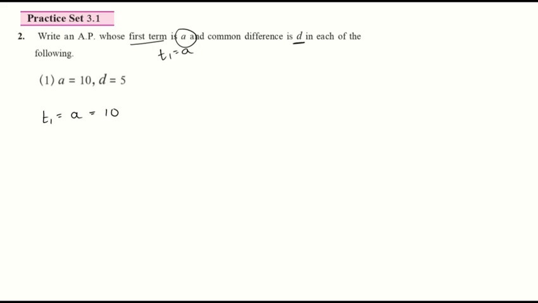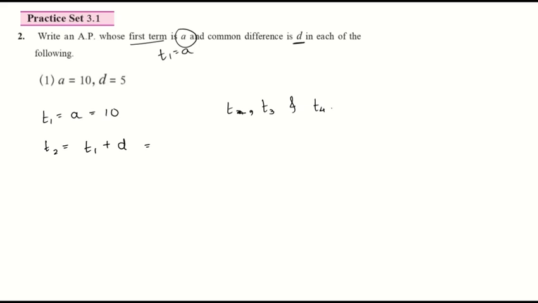As we have T1, we need to find T2, T3 and T4. How will we find that? So we have T1, let us find T2. To find T2, if we add the difference to the first term, we can get T2. Okay, so in the first term, if we add the common difference, we will get T2.